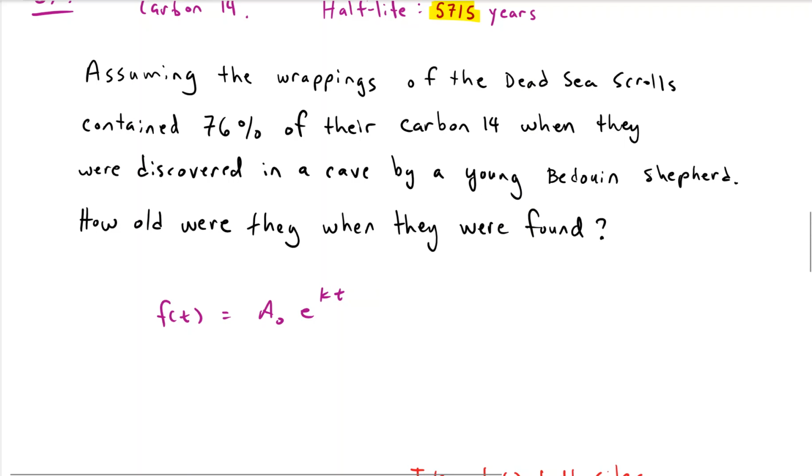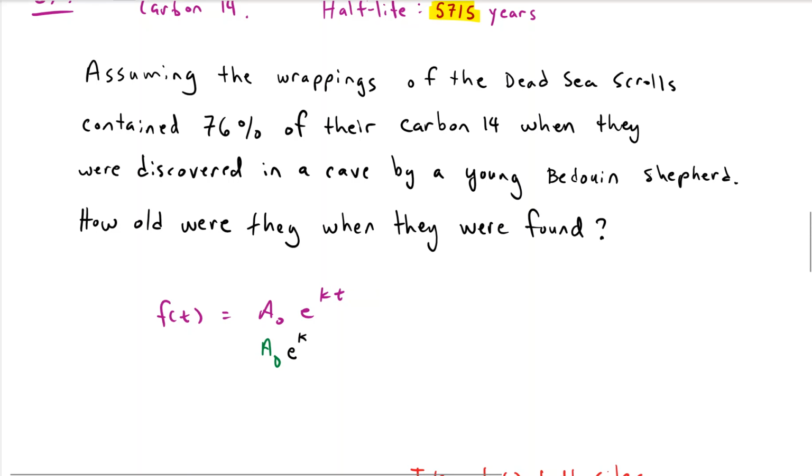So K is going to be negative, but we've got to find it out. So we've got a few constants here. We need to figure out a way to insert values for each of these variables except K and then solve for K. Well, we don't know how much carbon-14 was originally there when the plants were harvested to make the wrappings. So even though we don't know that, we're going to still put A0 there, and hang on, you'll be surprised at how this turns out.